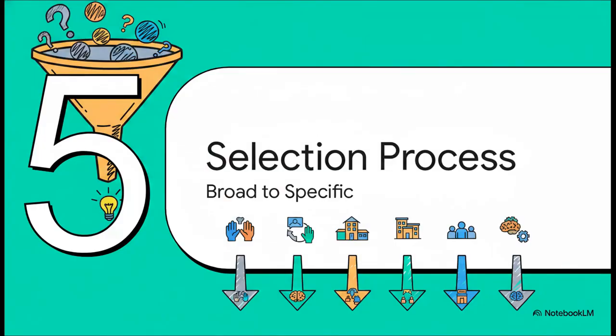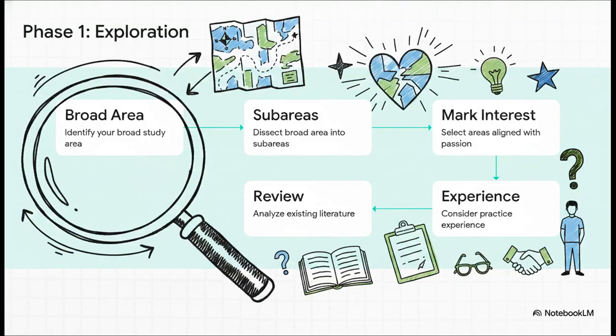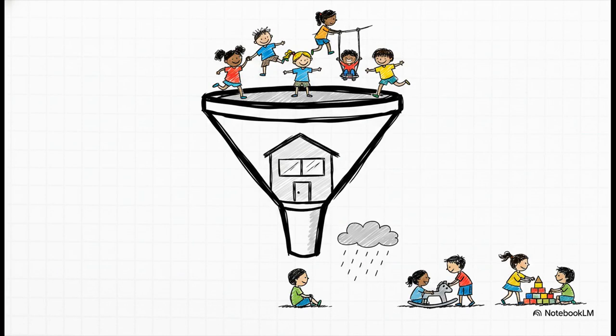And finally, Part 5, the step-by-step selection process, moving from broad to specific. We can split this funneling process into 2 main phases. Phase 1 is exploration. You start by identifying that broad area we talked about earlier, right? Then you dissect it into smaller, bite-sized sub-areas. From there, mark your interest. Ask yourself, what are you genuinely deeply passionate about? Next, consider your past practice experience, and finally, dive into the existing literature to pinpoint exactly what knowledge is missing in the field.